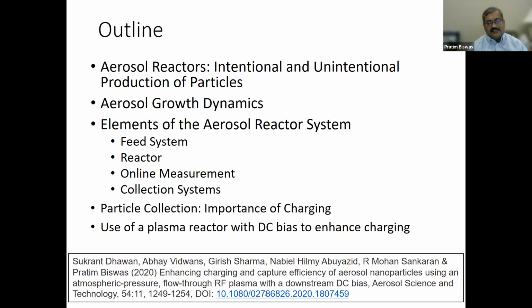and acknowledge the co-authors who actually did all the work: Sukrant Dhawan, Girish Sharma, Abhay who's moderating today, Nabiel from now University of Illinois, and Dr. Mohan Sankaran. We did this across campuses, and the collaboration really worked out well, bringing different expertise to bear. So another aspect that aerosol scientists get engaged in is doing collaborative work. And this is a clear demonstration of that too.